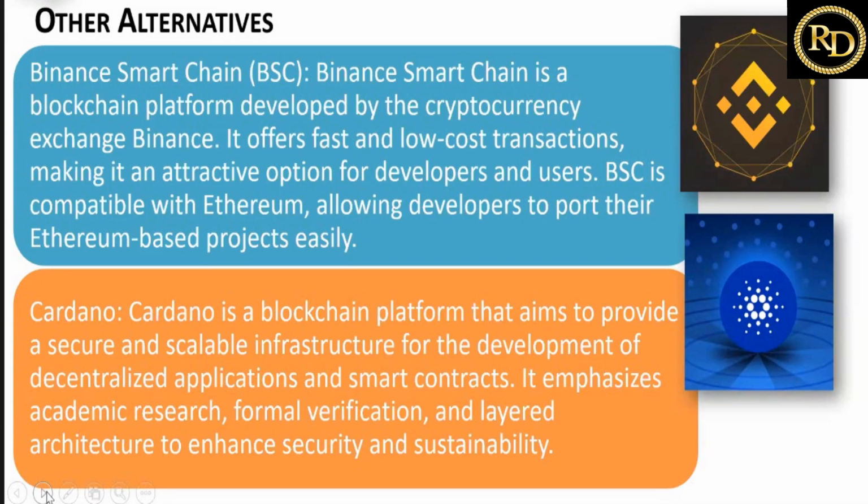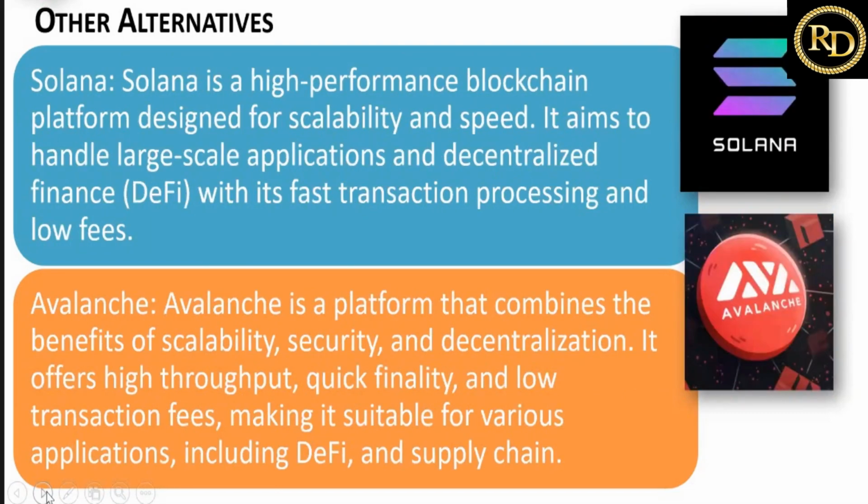Then Cardano is another very popular platform that aims to provide a secure and scalable infrastructure for the development of decentralized applications and smart contracts. It emphasizes academic research, formal verification, and layered architecture to enhance security and sustainability. Solana is another high-performance blockchain, whose architecture is more suitable for decentralized finance because they need fast transaction processing, and rather than proof of work, it uses proof of stake, which reduces the total time required for validating a transaction.